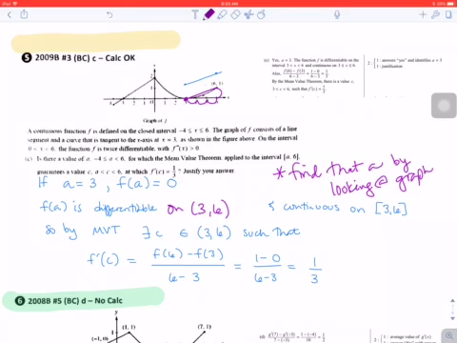So you kind of work backwards, finding your A first, and then using that and what you know about MVT, differentiability, continuity, and setting the instantaneous rate of change equal to the average rate of change. And you've got that one done. So a little bit of extra thinking, but this part of the question was worth 2 points. So just 2 over here.